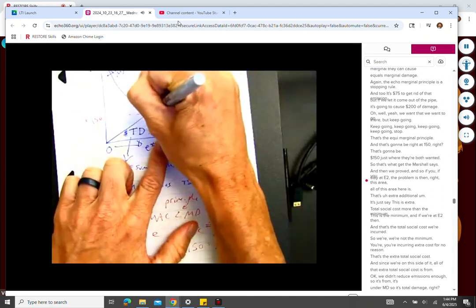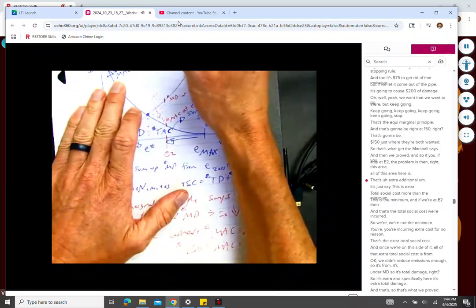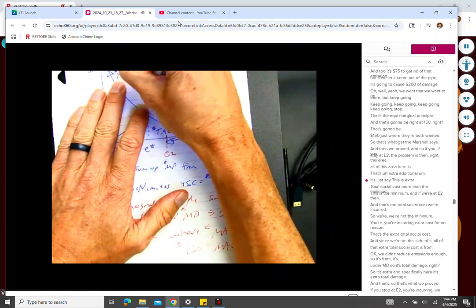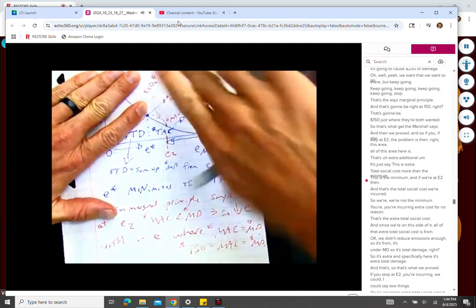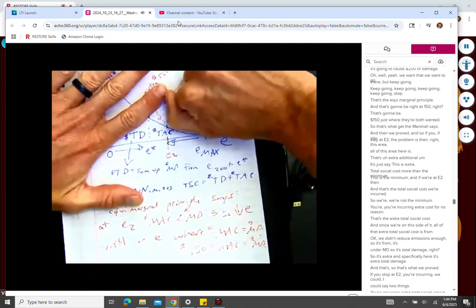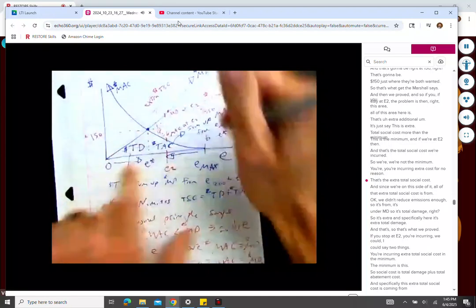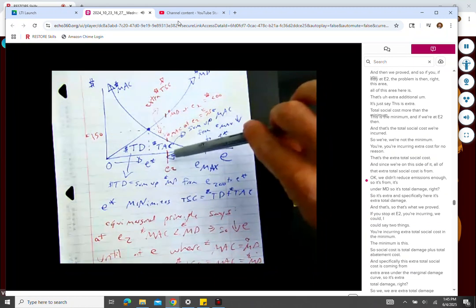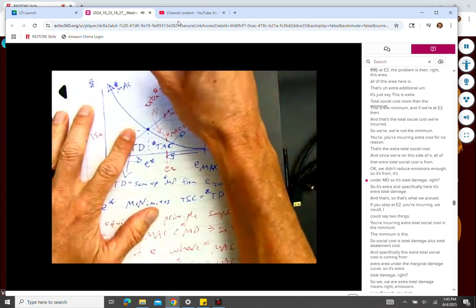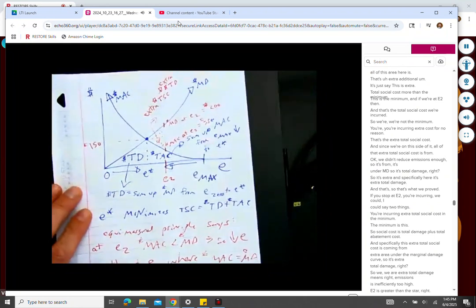And then we proved that if you stay at E2, the problem is that all of this area here is extra total social cost, more than the minimum. This is the minimum. If we're at E2, that's the total social cost we're incurring. So we're not at the minimum. You're incurring extra cost for no reason. Since we're on this side, all of that extra total social cost is from not reducing emissions enough. It's under MD, so it's total damage. So specifically, it's extra total damage. And that's what we proved.